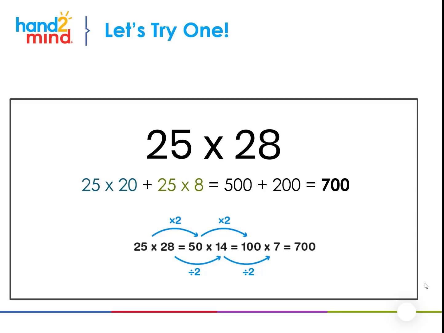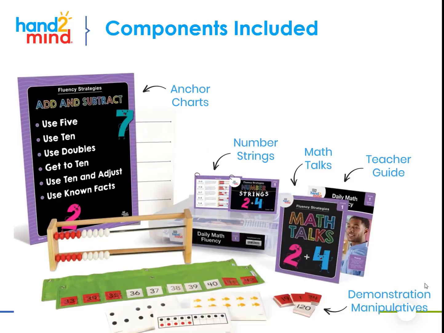So then we divide 14 by 2, we get 7. 100 times 7 is 700. If I were to work out 25 times 28 by hand using the traditional method, I would also get 700. But by learning to identify strategies that I can quickly use to apply to this particular problem, I was able to get to that answer without ever writing anything down. And that's really the power of daily math fluency.